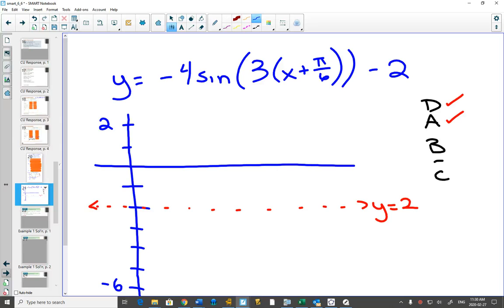Next, our B value. That calculates our period. Our period formula is 2 pi divided by our B value. So our period's going to be 2 pi over 3. Pick a random spot. Label it as 2 pi over 3. Divide it into 4 equal sections. So cut it in half, cut it in half again. Half of 2 pi over 3, 2 pi over 6, which reduces to pi over 3.